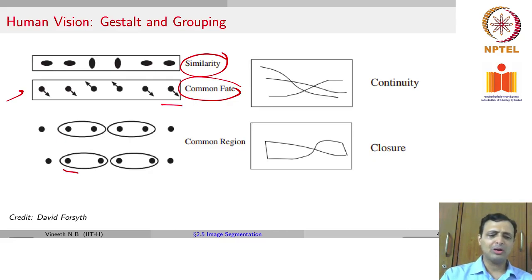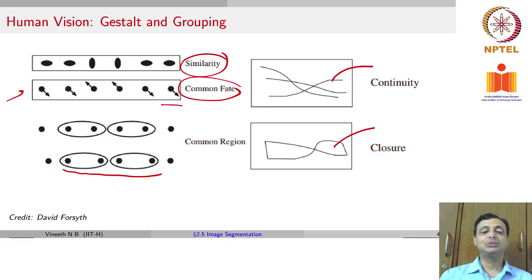Or it could be purely because of a common region that was already marked as a circle. It could be due to continuity of artifacts. It could be due to closure of artifacts. As you can see, there are many factors that result in human perception viewing things as groups.